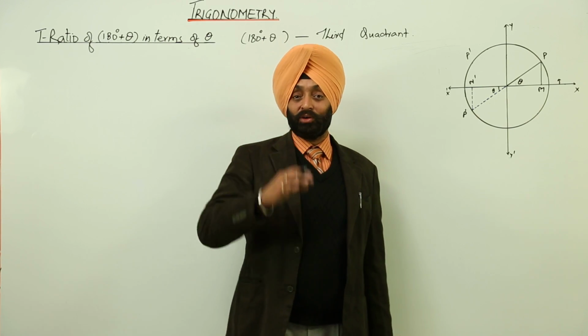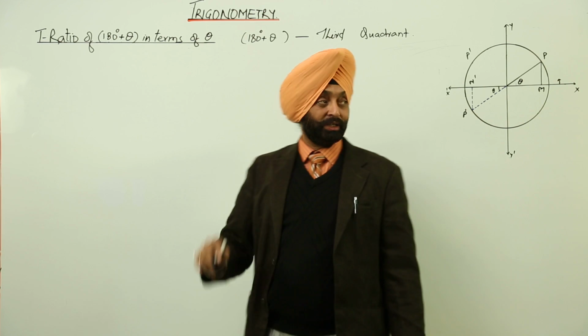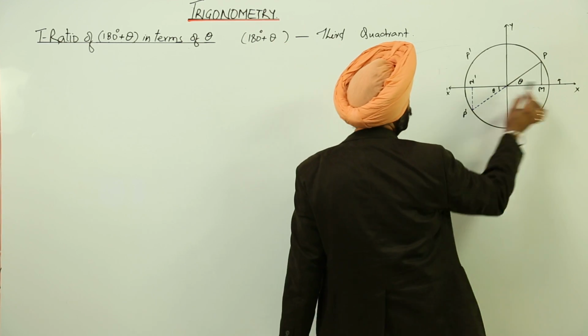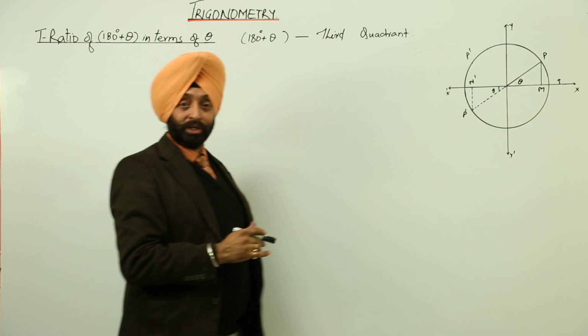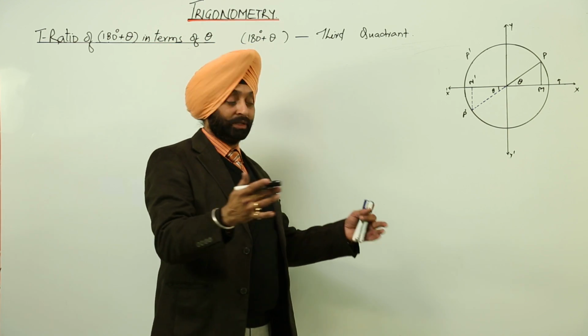Now moving to the third quadrant. In the third quadrant, we have 180 degrees plus theta, because from here to here it is 180 degrees. And then going downwards, it becomes the third quadrant.